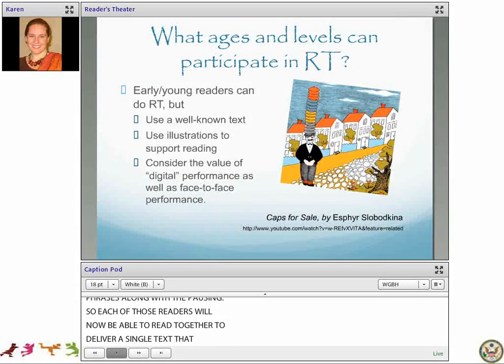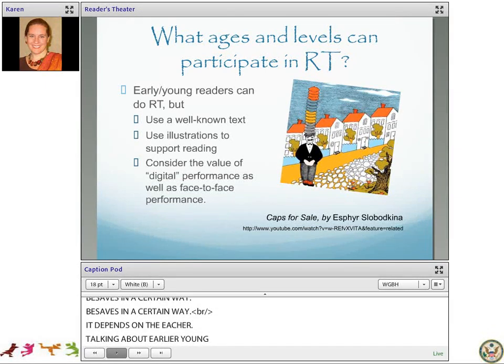So what ages and levels can participate in Reader's Theater? Pretty much any age group can participate in Reader's Theater. It really depends on you, the teacher, to structure and scaffold it in a way that's appropriate to age and level. So I'm particularly talking about earlier young readers. They can do Reader's Theater, but you need to provide them with a text that they actually know pretty well already, not a new text.